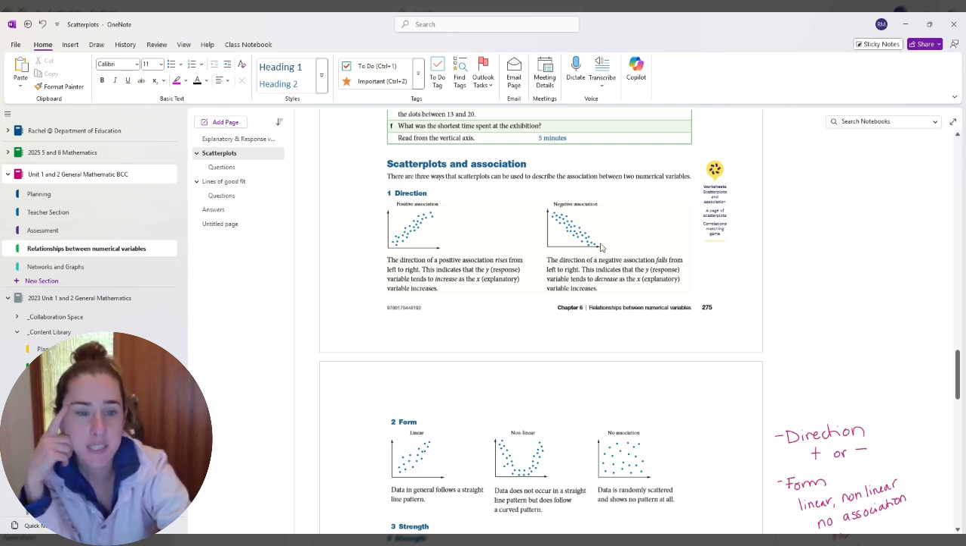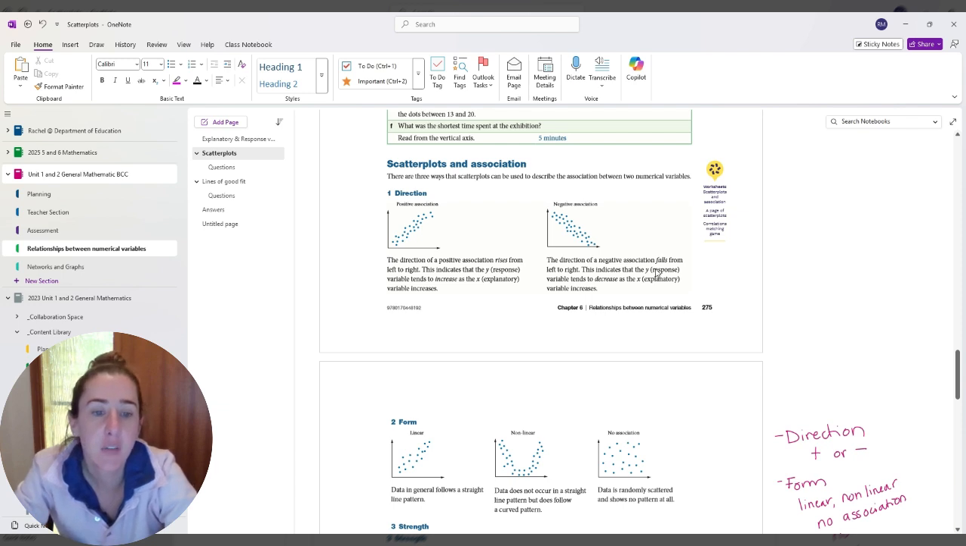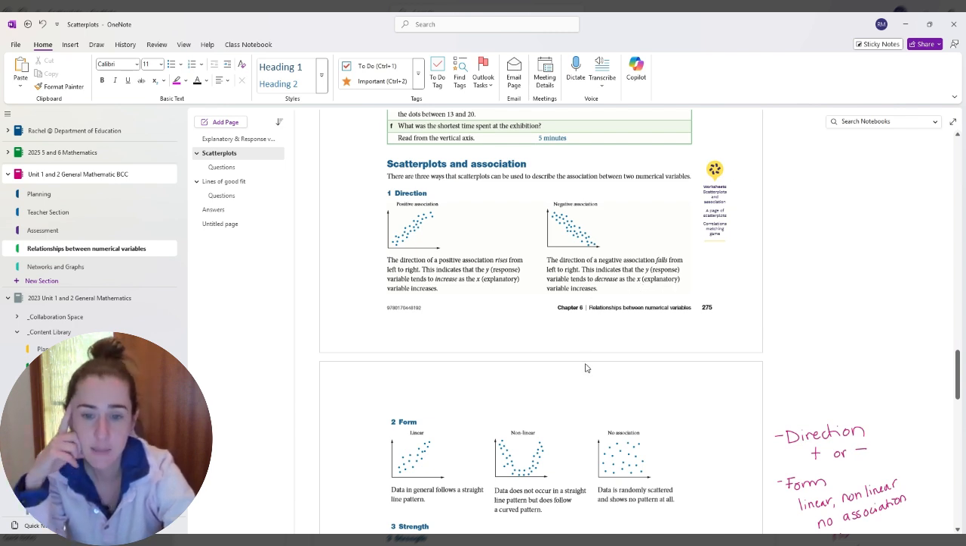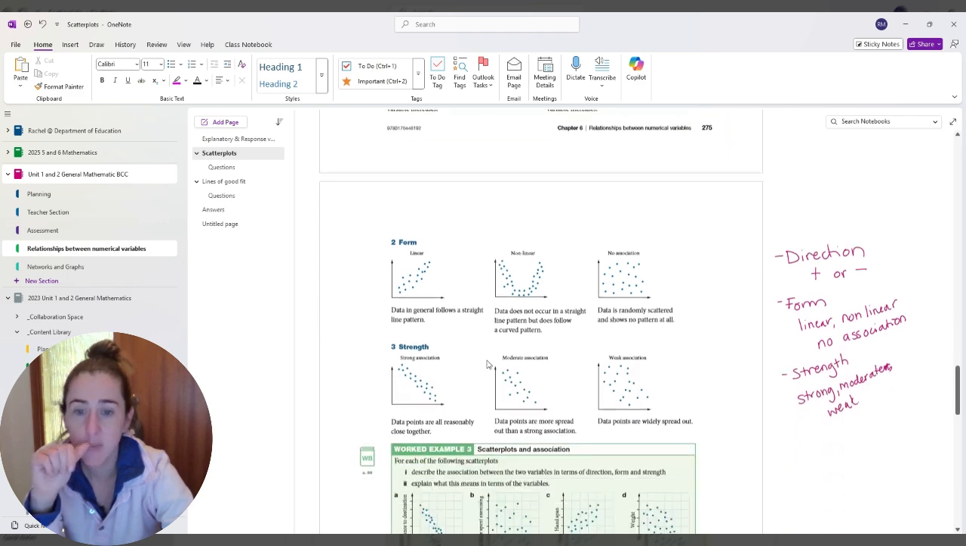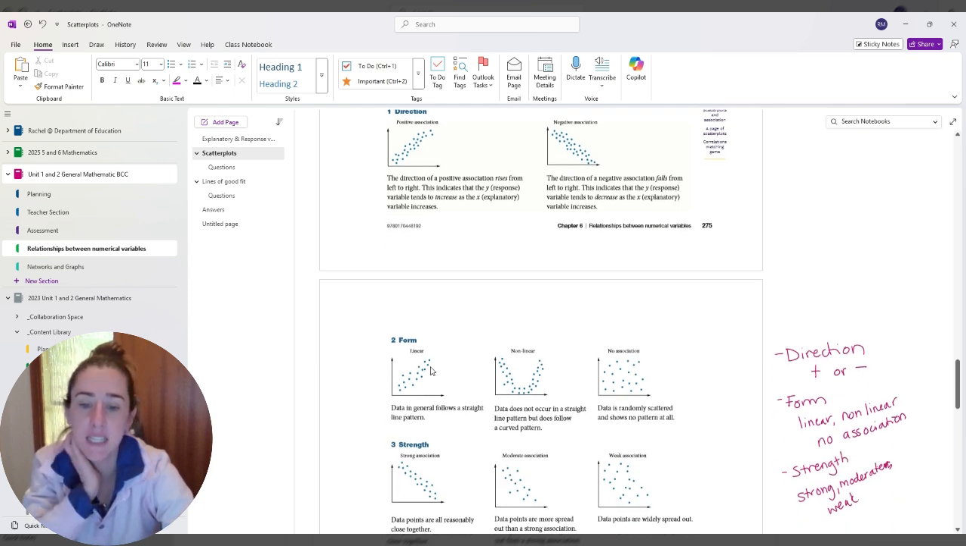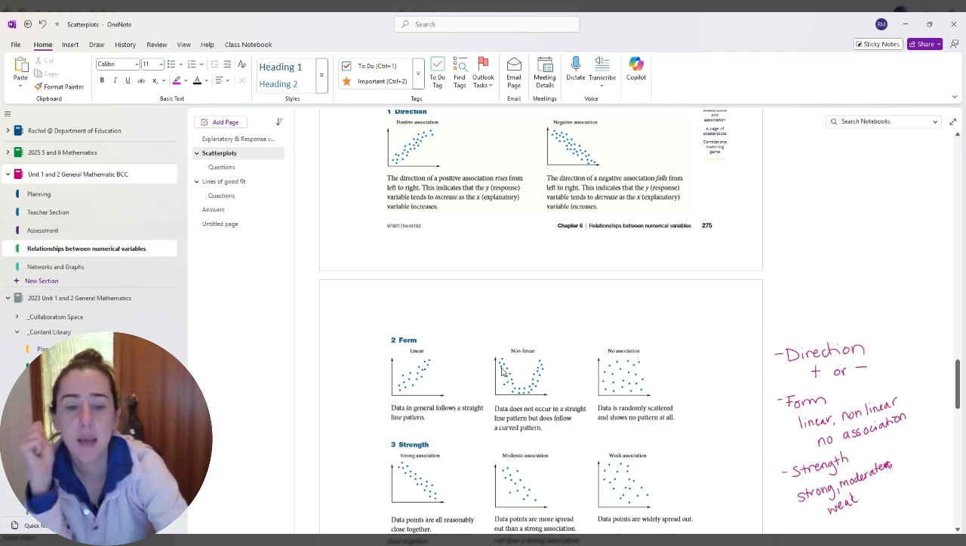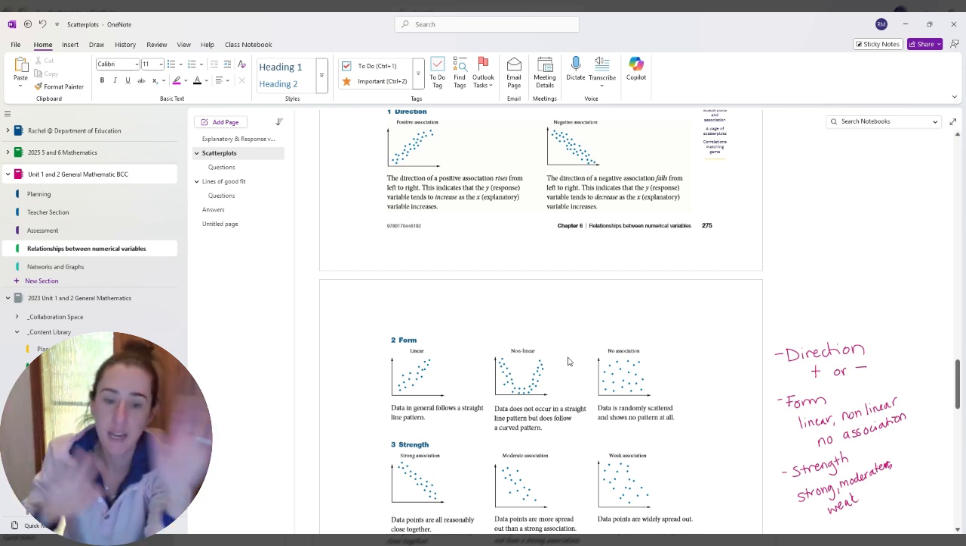We can have a negative association, so that will fall away. So it indicates that the response variable tends to decrease as the x or the explanatory variable increases. All right. So that's one of the ways that we can describe association. We've also got form. Okay, so far we've had direction, now we've got form. You've got linear. So it generally follows a straight line pattern. You've got non-linear, where it doesn't have a straight line pattern, but it does follow a curve pattern. And then you've got no association, so it's quite random and scattered.